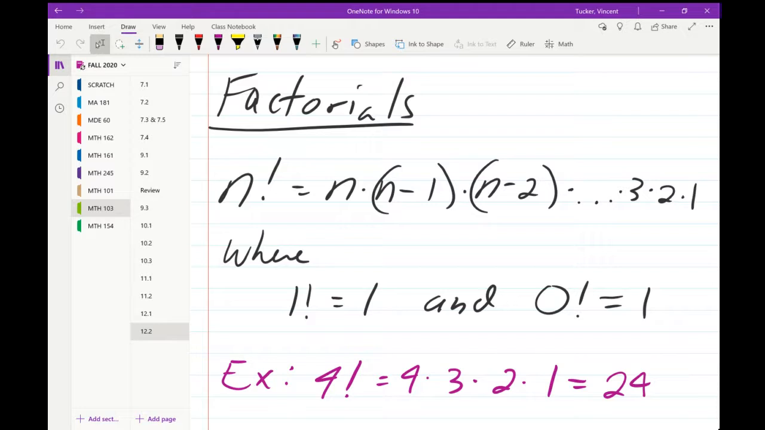All right, so a small example of that, 4 factorial is 4 times 3 times 2 times 1, which is 24.